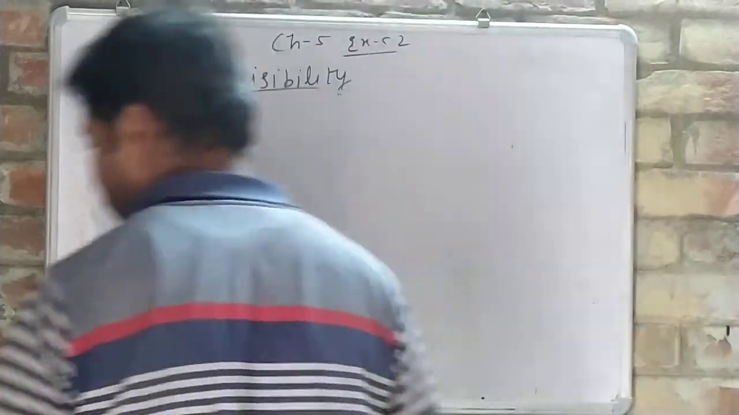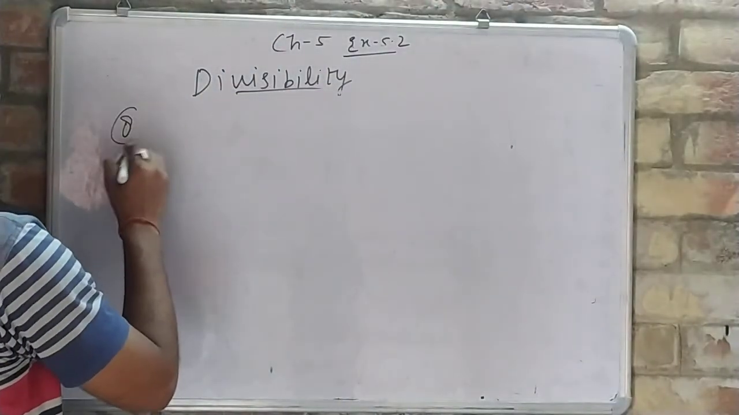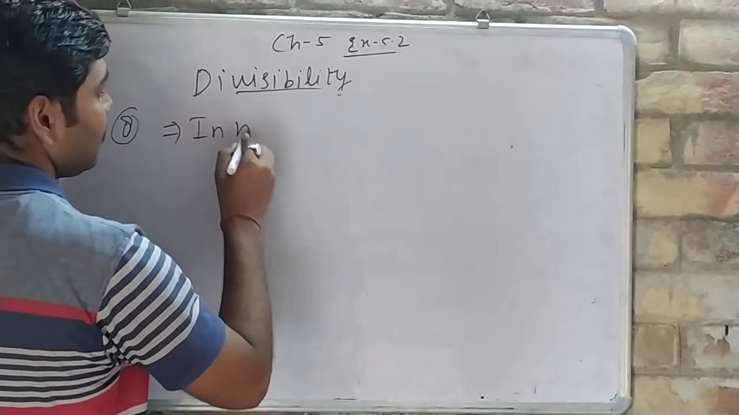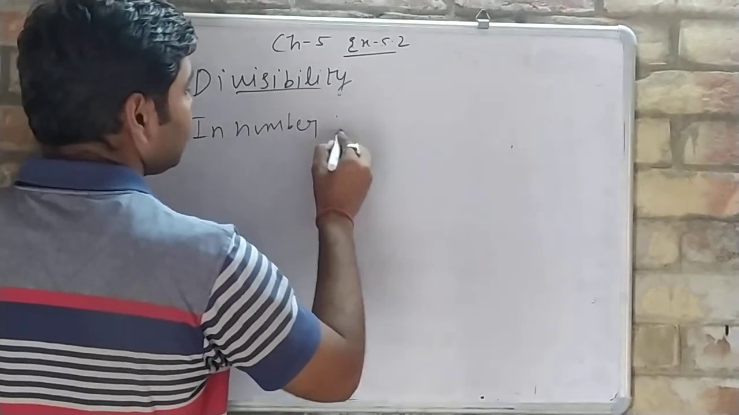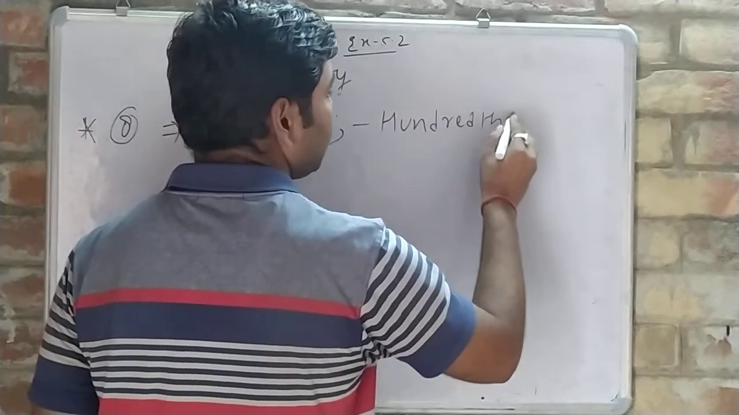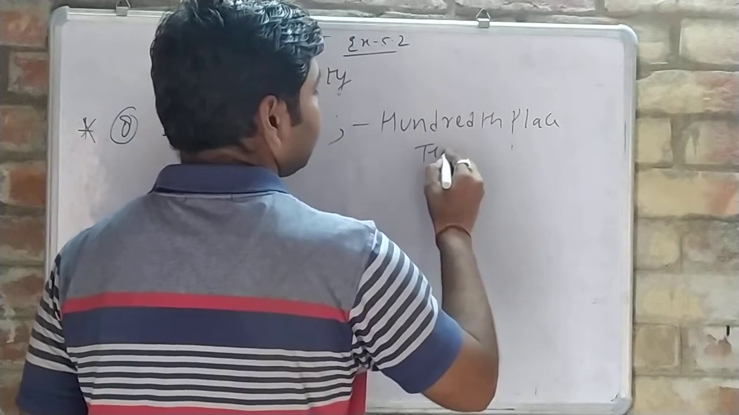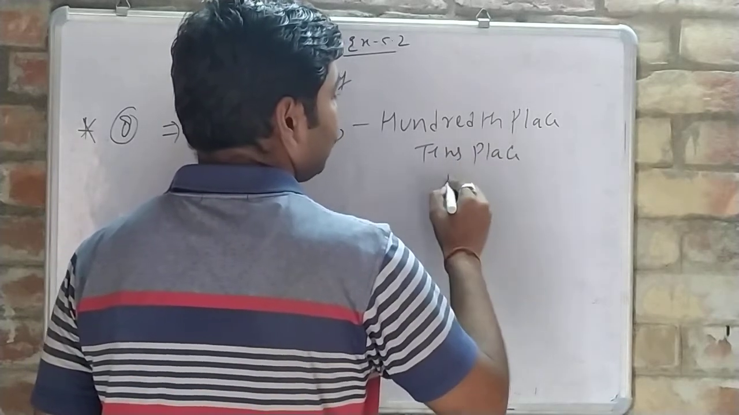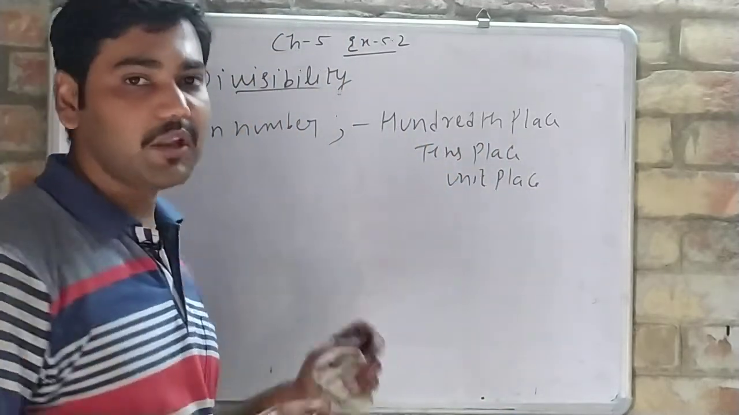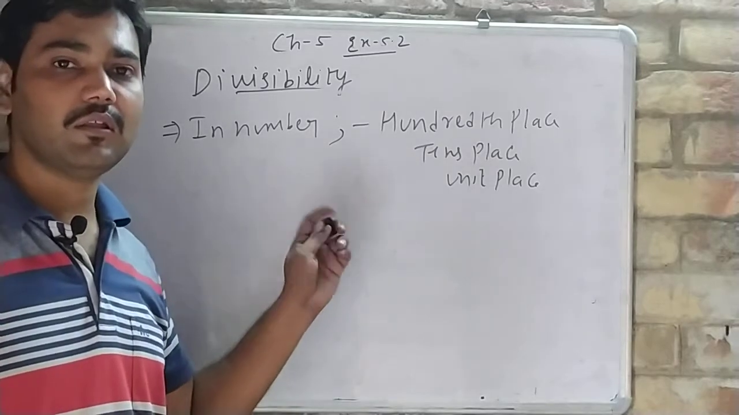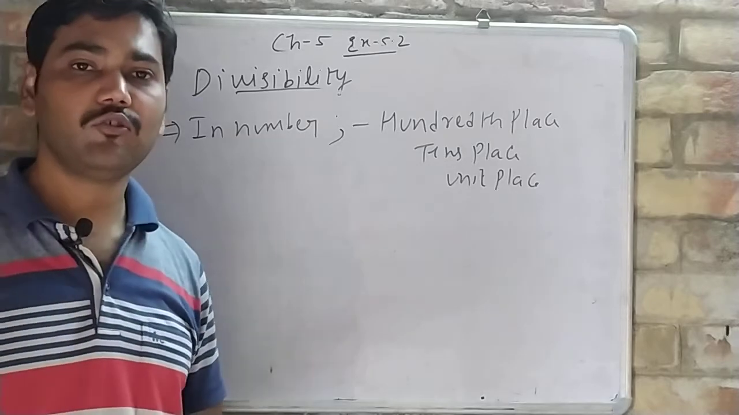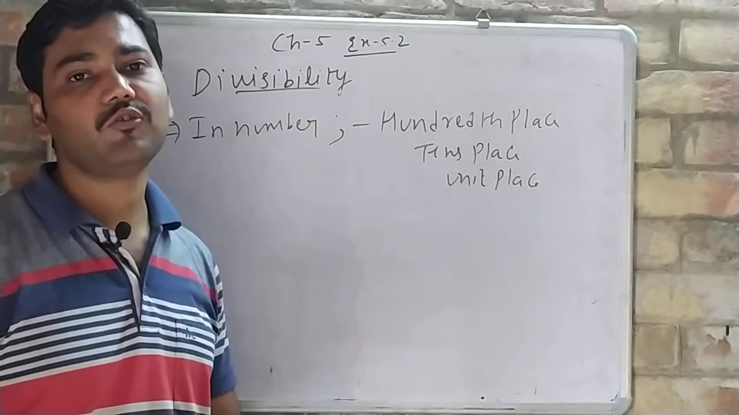We need to study 8, not 7. It is 8 in your course. So in 8 what happens, we will see the 100th place, 10th place and unit place. All together they will form a 3-digit number, and if that number is divisible by 8, then the whole number is also divisible by 8. It is much more similar to the divisibility of 4.